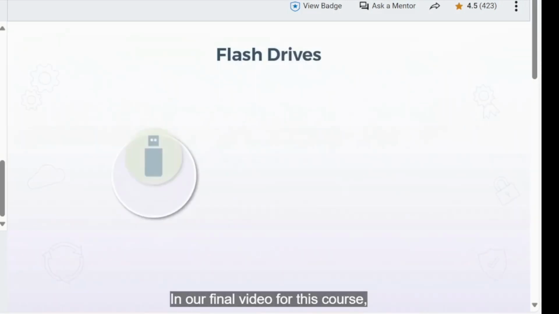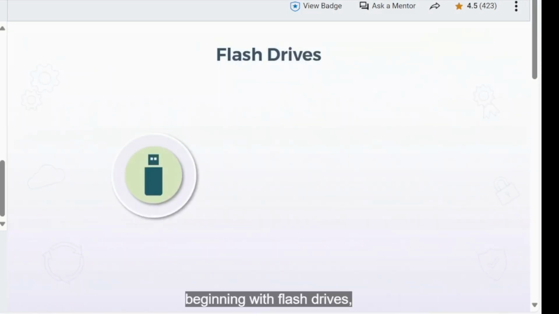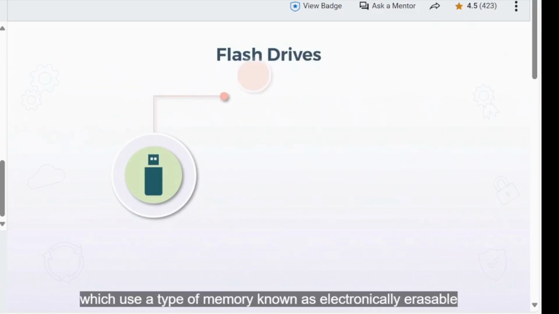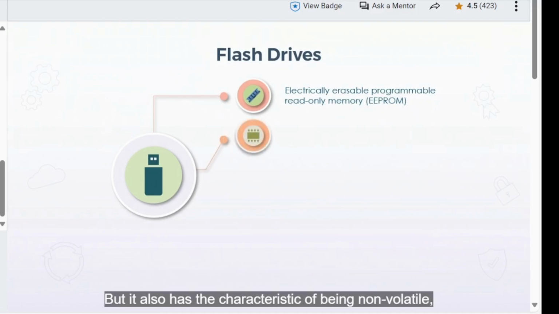In our final video for this course, we'll take a look at several types of removable storage, beginning with flash drives, which use a type of memory known as electronically erasable programmable read-only memory, or EEPROM, which simply means that the data stored in the memory can be written, erased, and rewritten many times. But it also has the characteristic of being non-volatile, which means power is not required for data to be retained.